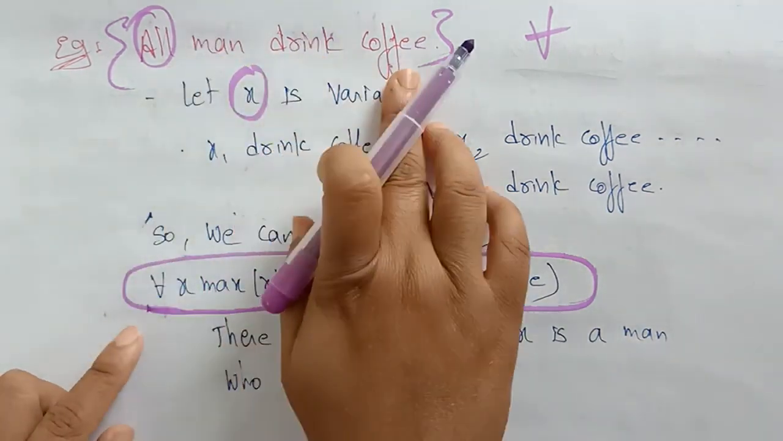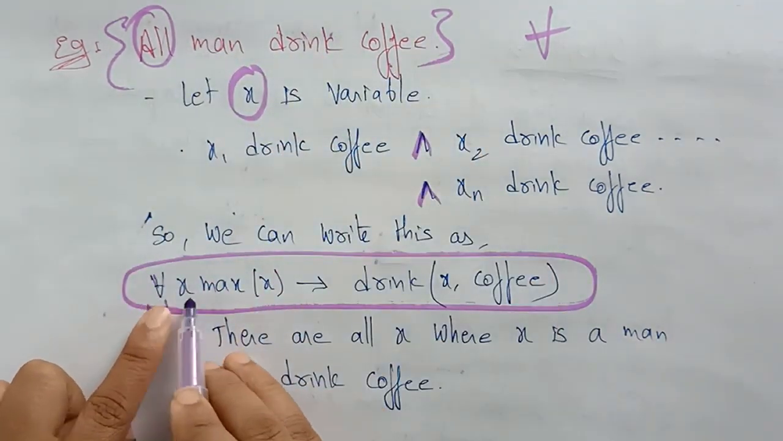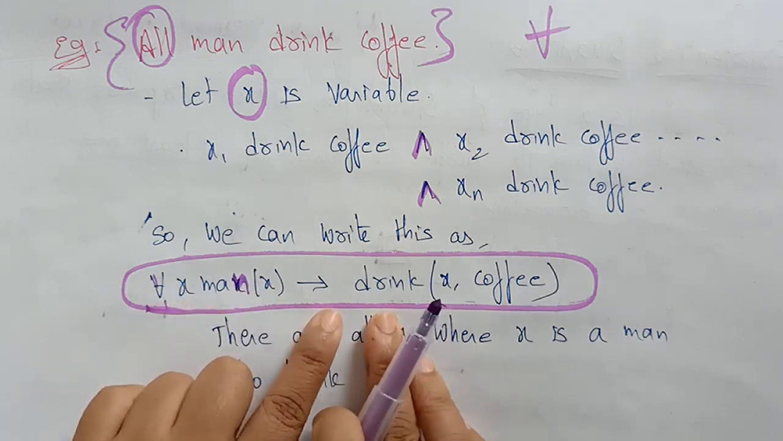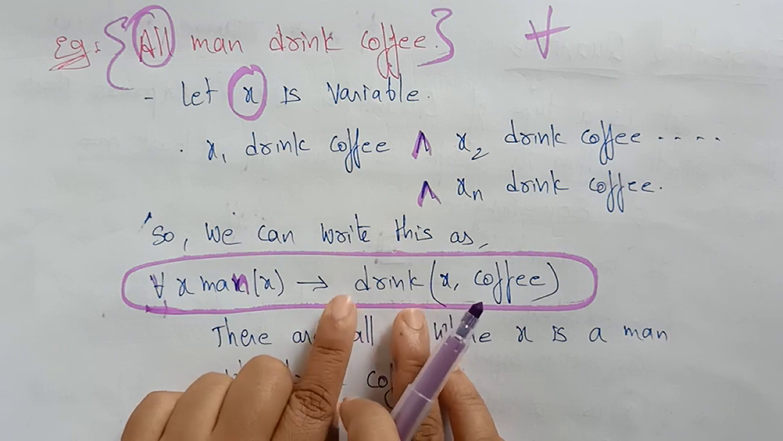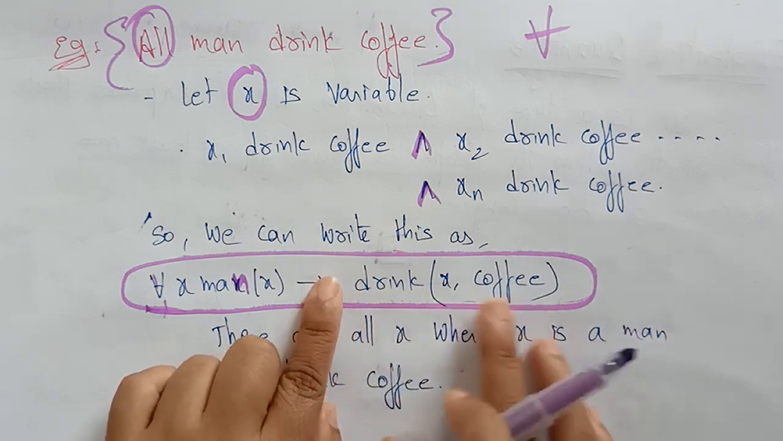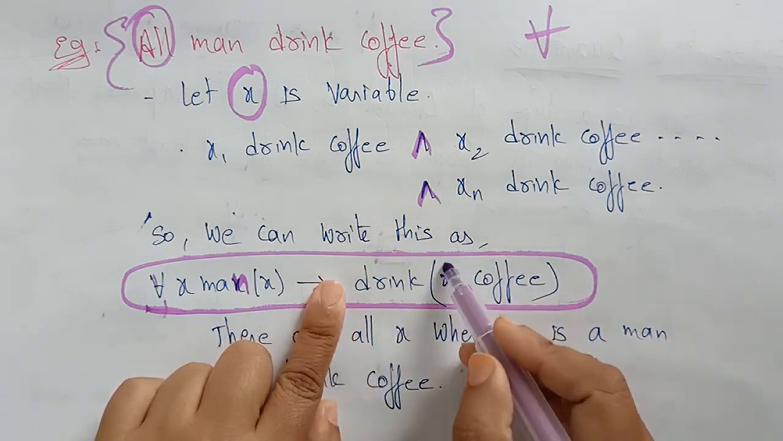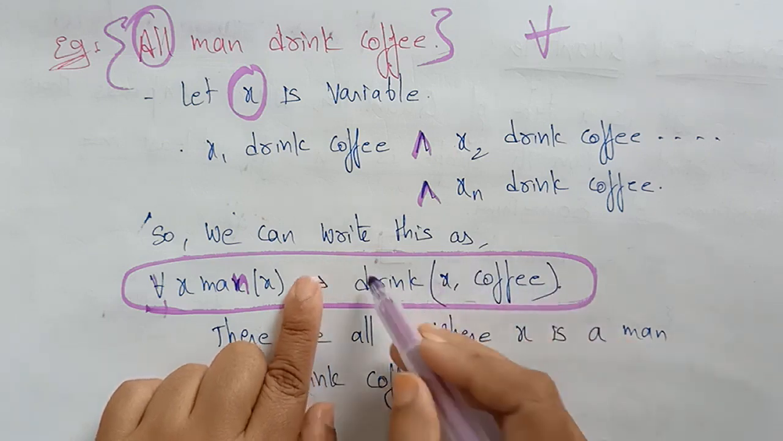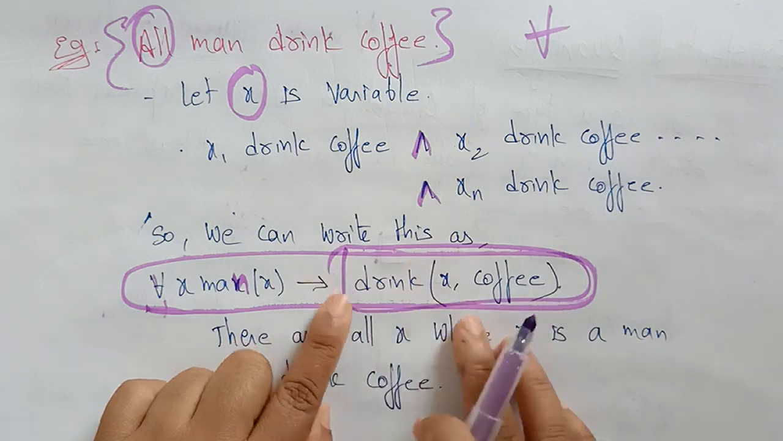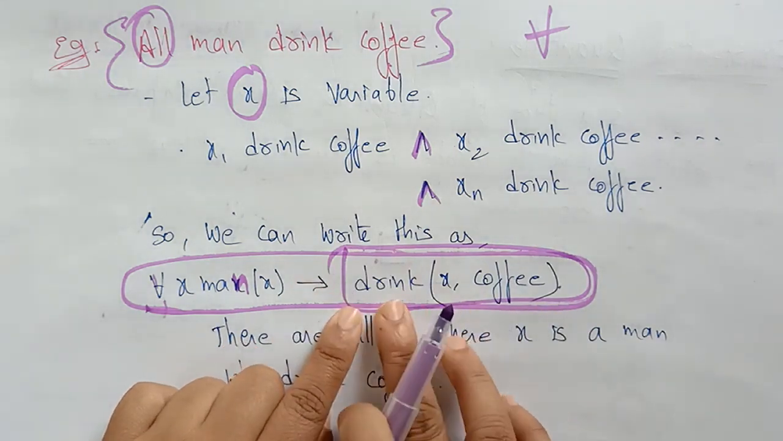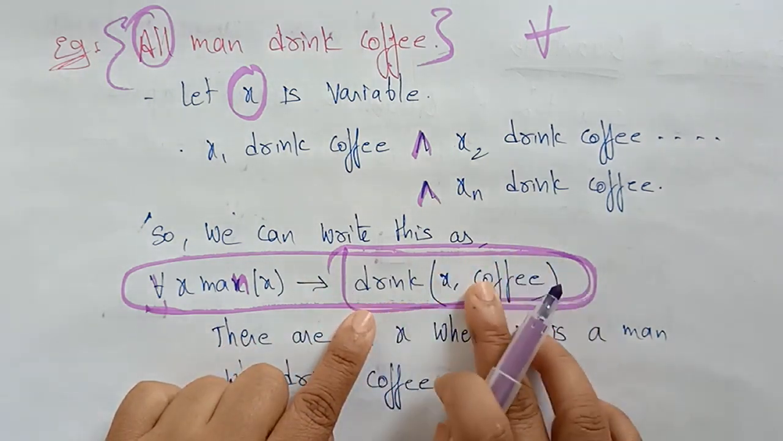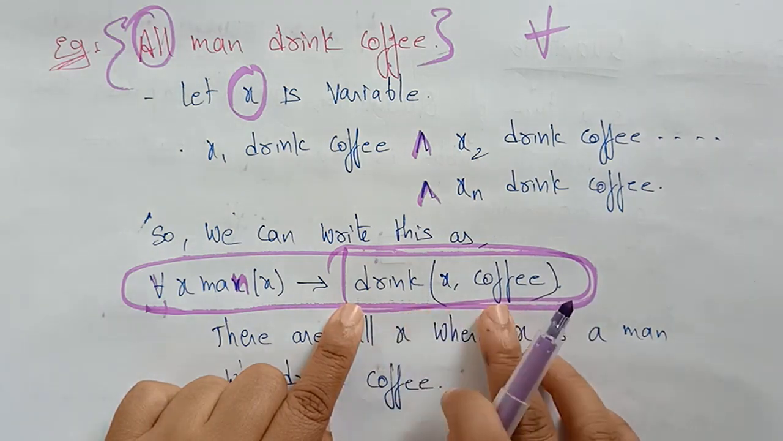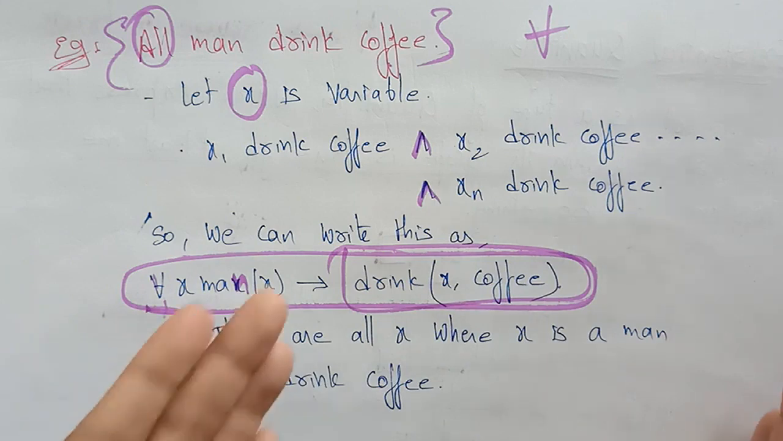So we can write this statement, all men drink coffee, as for all x, man of x implies drink of x comma coffee. X is a man: x1, x2, x3, they drink the coffee. Here drink is a predicate, and these are the terms. A predicate and the terms. So this is an atomic statement.